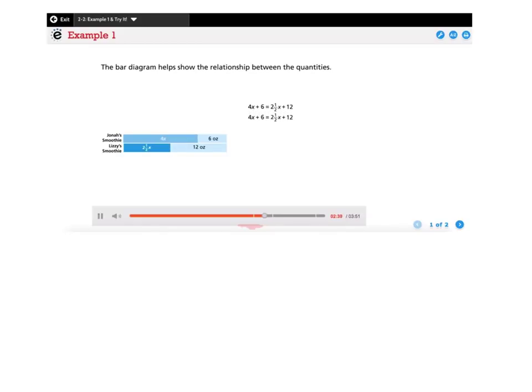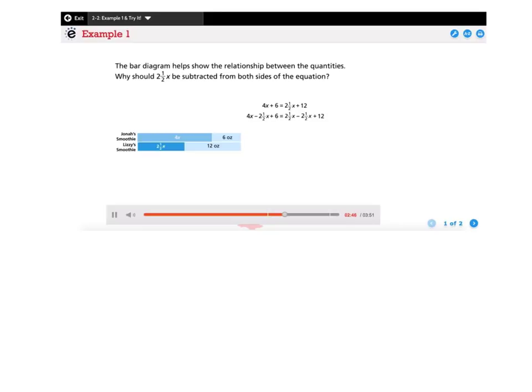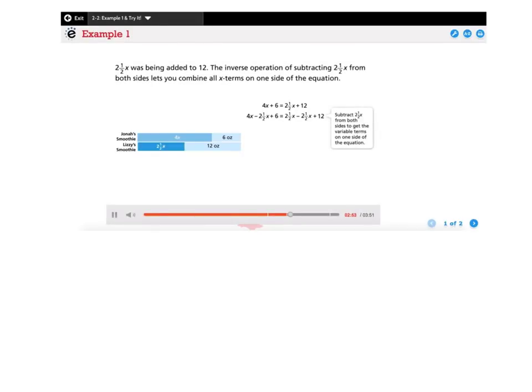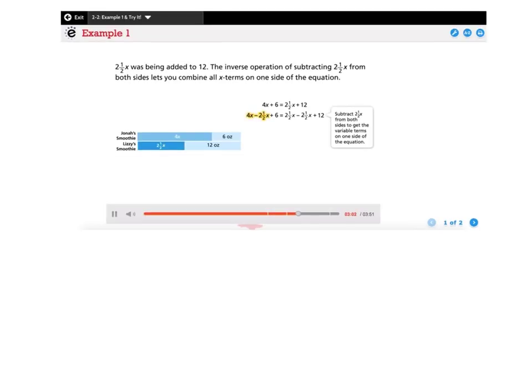Subtract 2 1/2 x from both sides of the equation. Why should we subtract 2 1/2 x from both sides? We subtract 2 1/2 x from both sides to get the variable terms on one side of the equation. Notice that, since 4 is greater than 2 1/2, it makes sense to subtract 2 1/2 x from both sides. Now, we have only one variable term, and it has a positive coefficient.